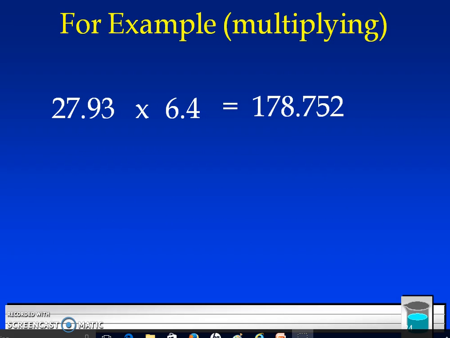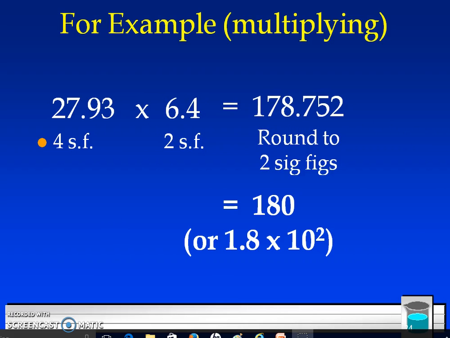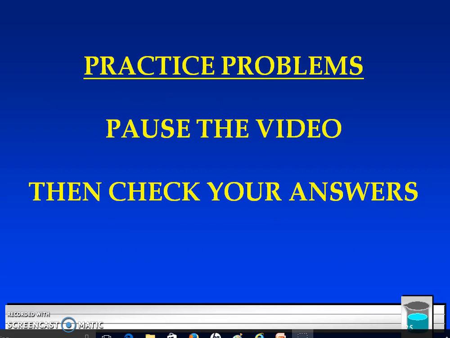If we're multiplying, okay, so here's our answer. However, we have 4 sig figs in this number, only 2 in this number, so our answer can only have 2 sig figs. So our answer has to be 180. Yeah, sometimes you have to round up pretty high. It seems that way anyways, but is this number better to be 170 or 180? So you have to go by which way is rounded better, or sometimes the easiest way to do it is to make your number into scientific notation. Again, practice problems, pause, and check your answers.